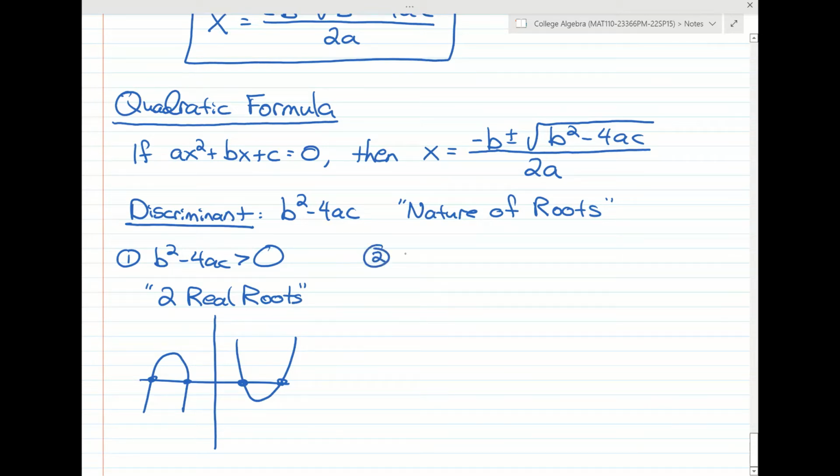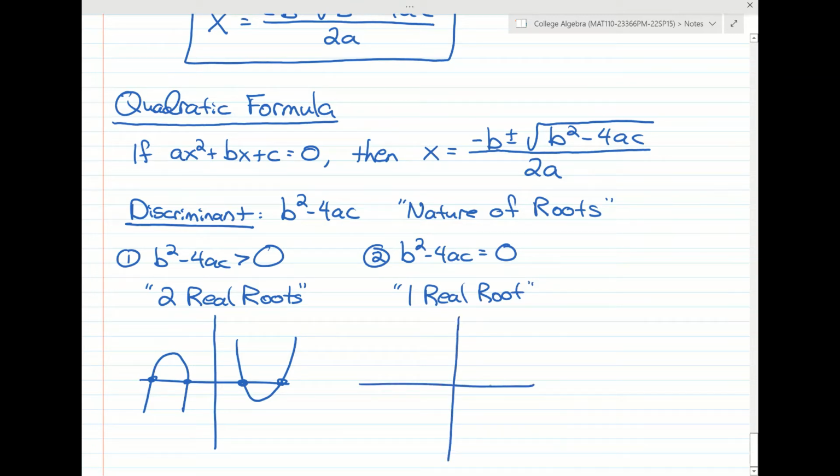If, on the other hand, the discriminant is equal to 0, this would be an example of one real root, which would look something like this. One real root would just touch the x-axis in one location.